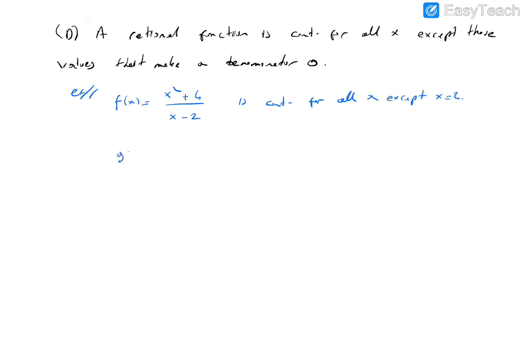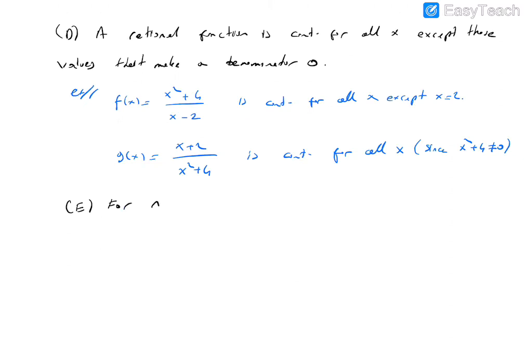Let's write another example, for example, x plus 2 over x squared plus 4. Now it is continuous for all x, since x squared plus 4 is always different than 0.